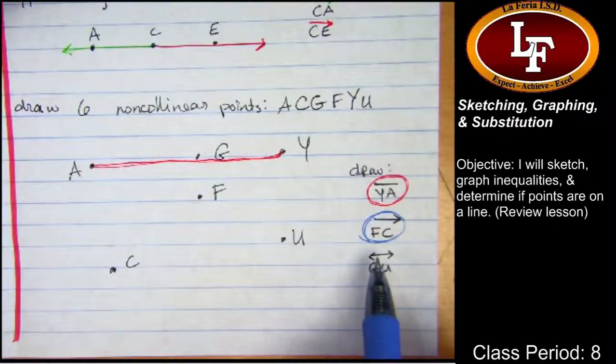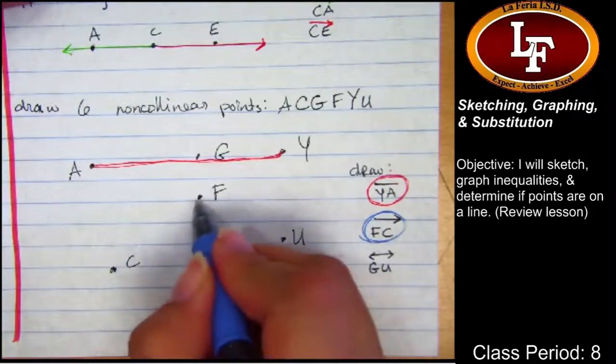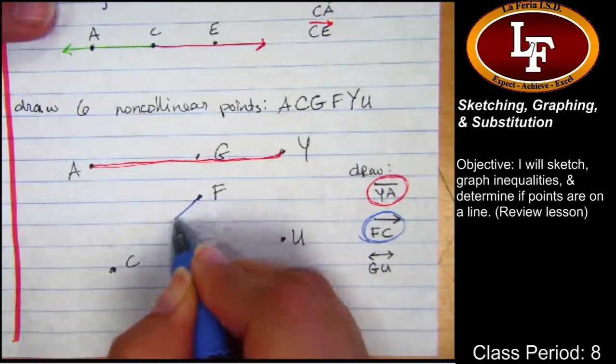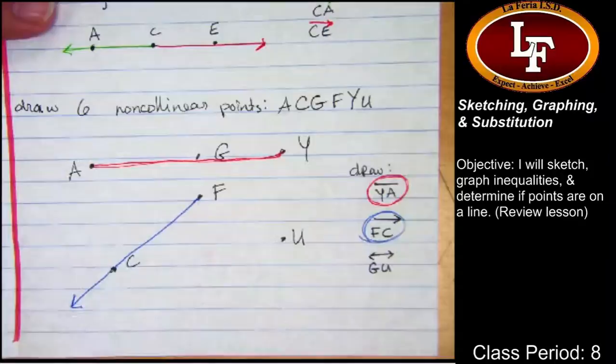Don't hit him. Don't tap. That's a line. So I'm going to start at F, and I'm going to go towards C, and I'm going to go past C to put my arrow.